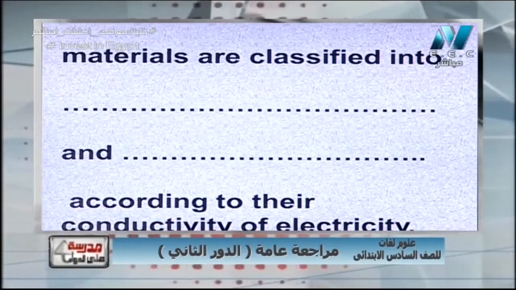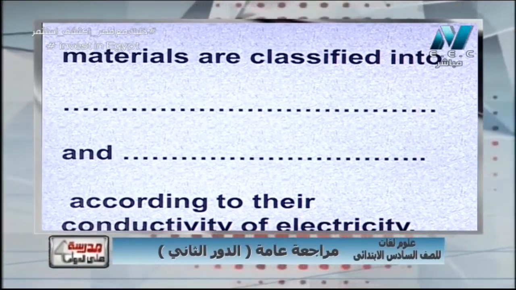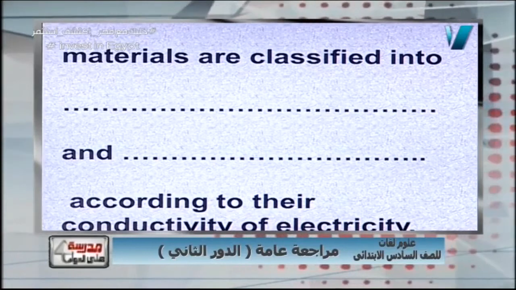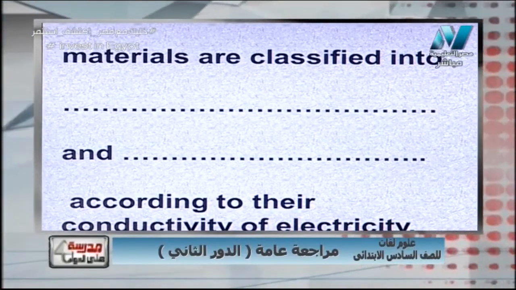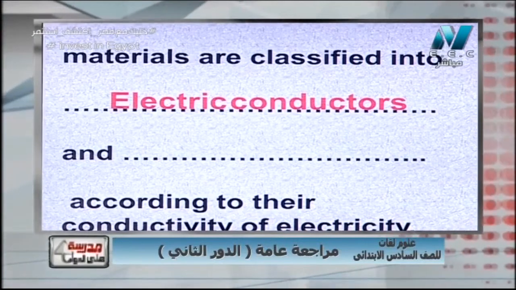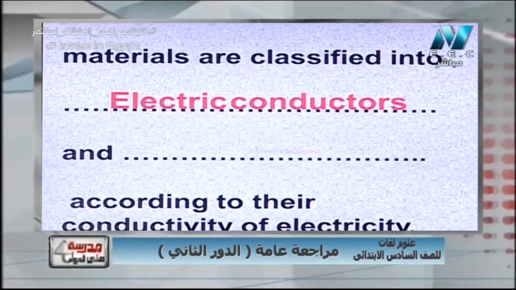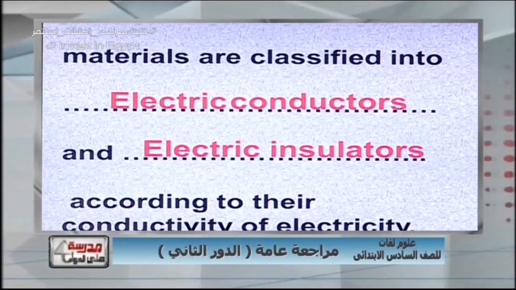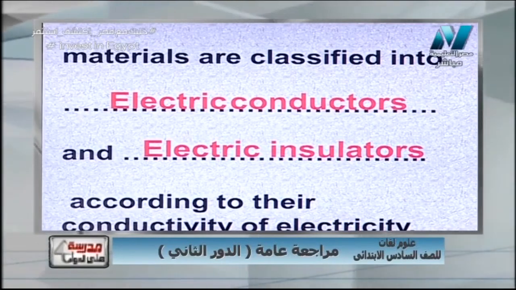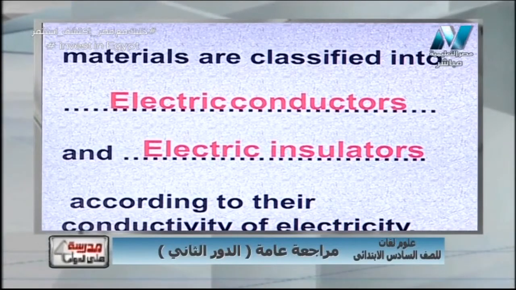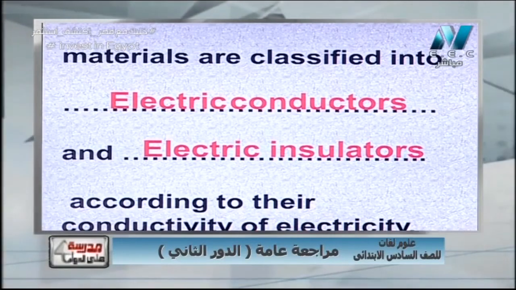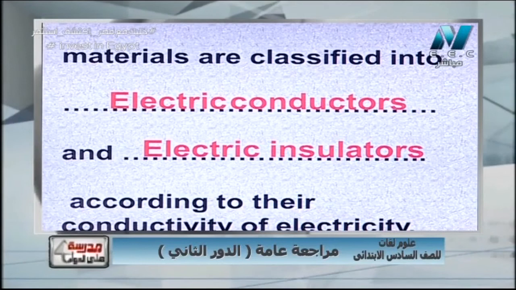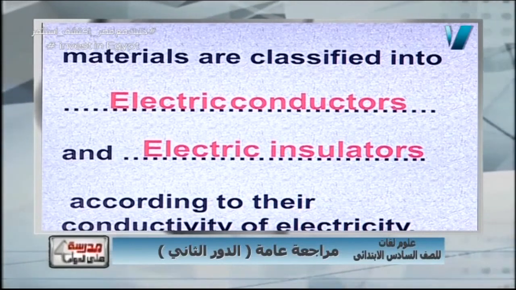Materials are classified into what and what according to their conductivity of electricity? قسمنا المواد لإيه وإيه حسب التوصيل الكهربي؟ قسمناهم لنوعين هما electric conductors and electric insulators. Again, electric conductors and electric insulators، يعني موصلات كهربية وعوازل كهربية. Again, materials are classified into electric conductors and also electric insulators.